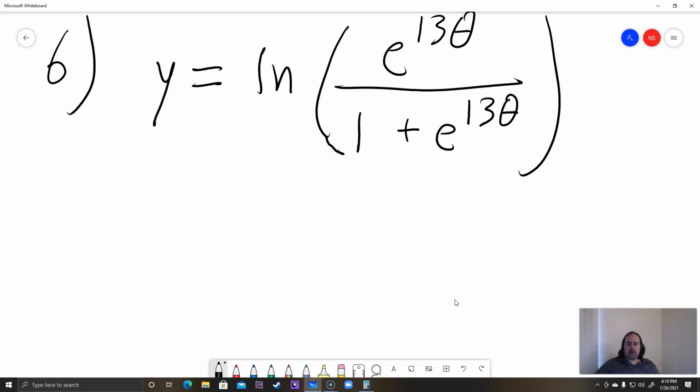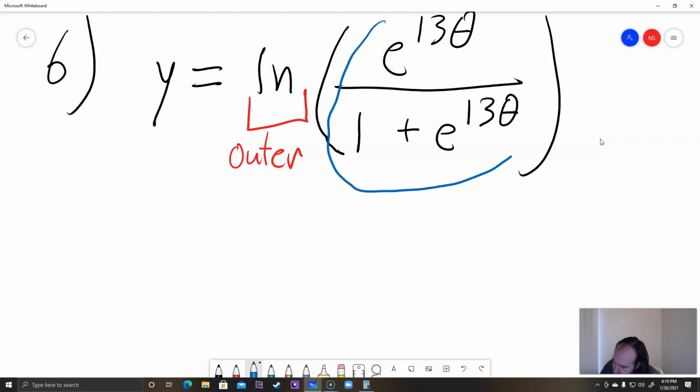All right, but first of all, we have a composite function here. So we need to take the derivative of the outer function, inner left alone, and multiply that times the derivative of the inner function. So here our outer function is ln, and then our inner function is this whole thing, the e to the 13 theta over 1 plus e to the 13 theta.